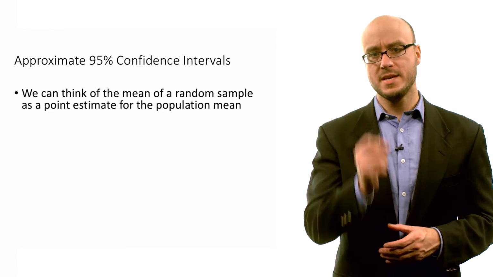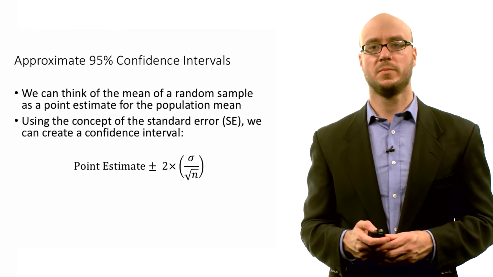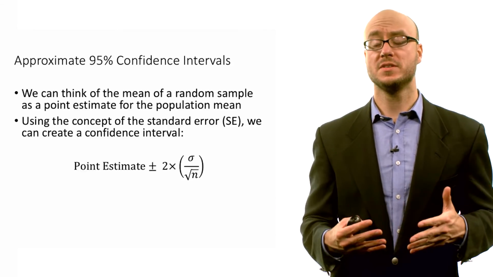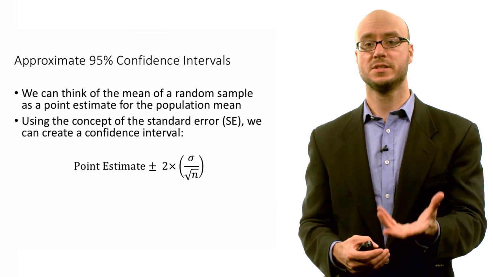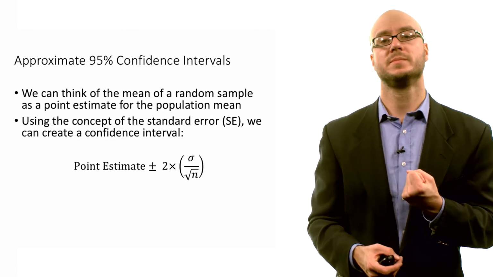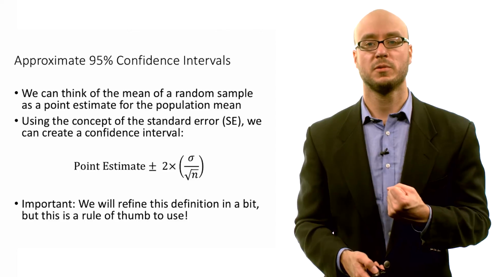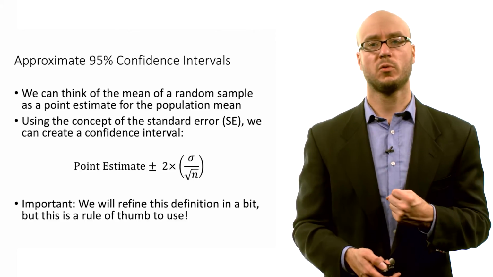We can think of the mean of a random sample as a point estimate for the population mean, and then using the concept of the standard error, we can create a confidence interval or an interval estimate, which again is this point estimate plus or minus 2 times the standard error, where the standard error is sigma divided by the square root of n. This is a very important rule of thumb.